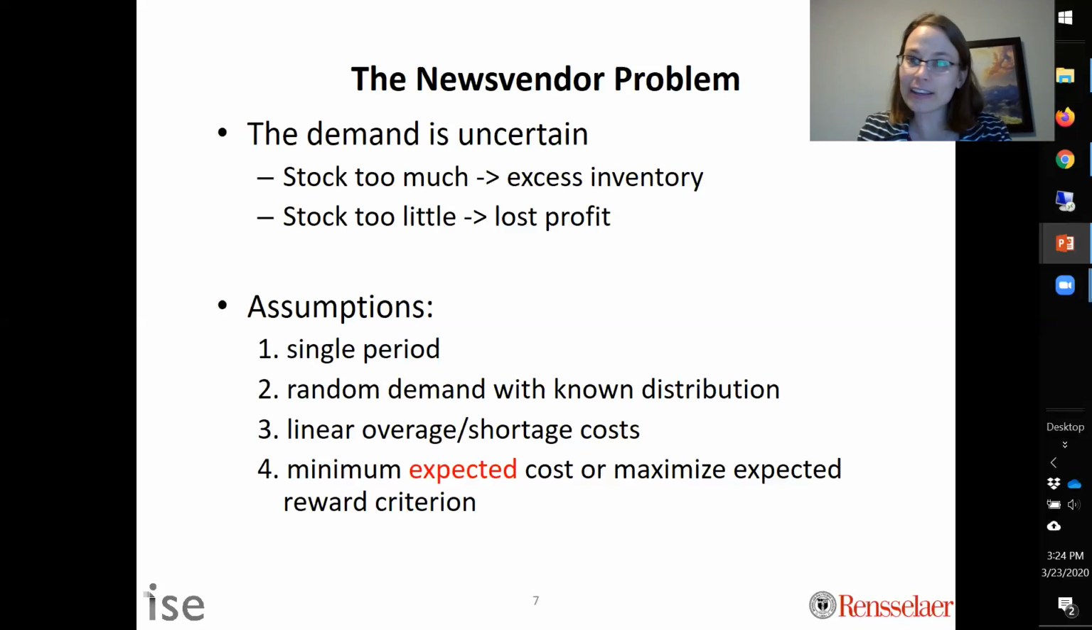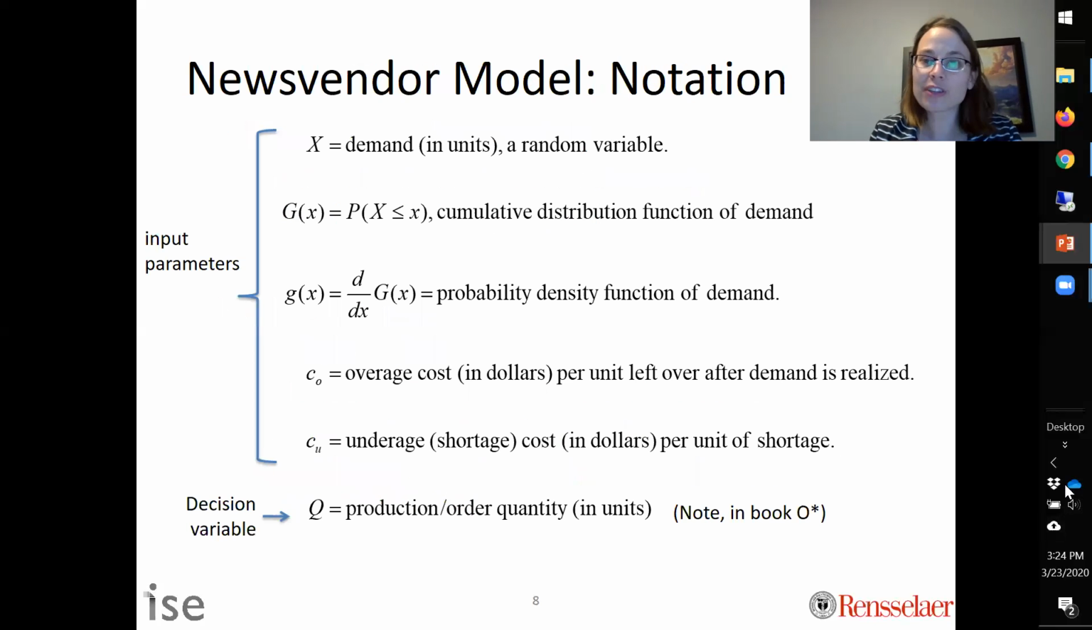And the key thing here is expected, because we want to maximize on average or an expectation of what will happen, but we can't control each outcome. So sometimes during a selling period will be too much, sometimes will be too little, but we're trying to maximize an expected value. All right, so in terms of the notation, we have input parameters.